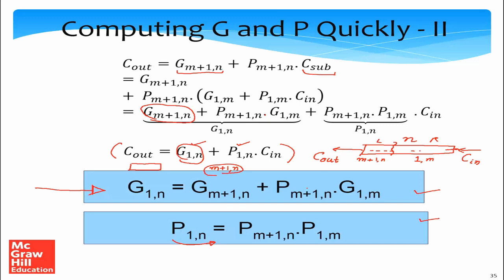So the take home point here is that the generate function for the entire block is essentially the generate function of the n minus m left bits ORed with the propagate function of the n minus m left bits ANDed with the generate function of the m right bits, and the propagate function for the entire n bit block is essentially the AND of the propagate functions of the individual subblocks.